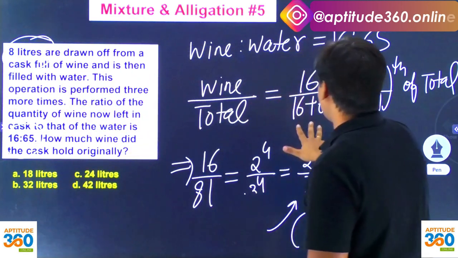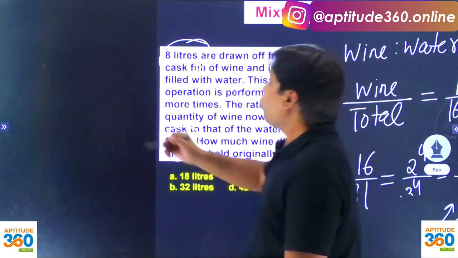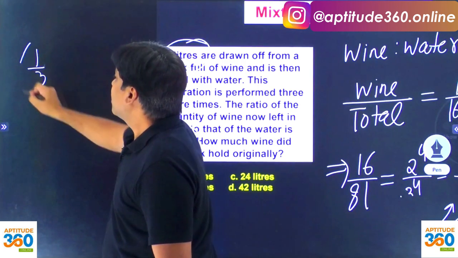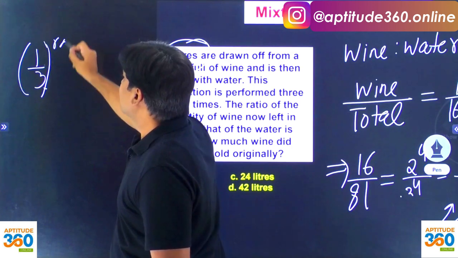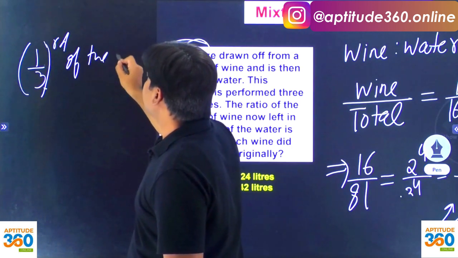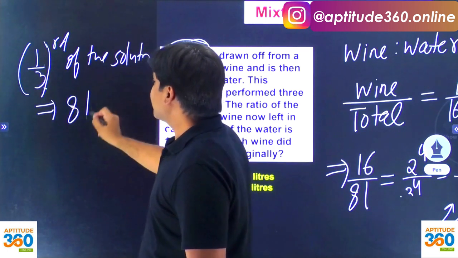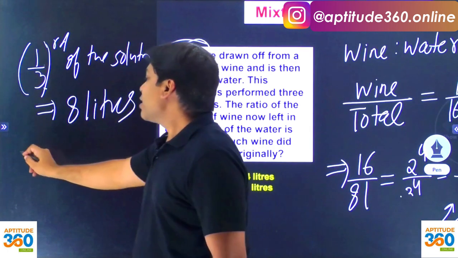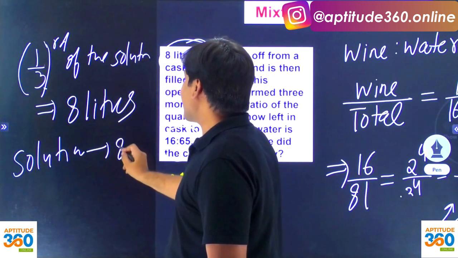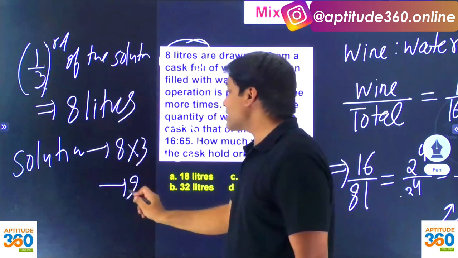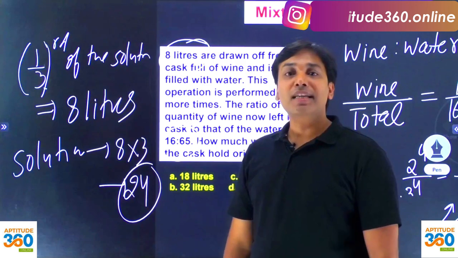So can I say that 8, 1 third of the solution is 8 liters. It all fits, brother. So what is the total solution? If 1 third is 8, the total solution is 8 into 3, 24. Answer is there, people. That's the whole story.